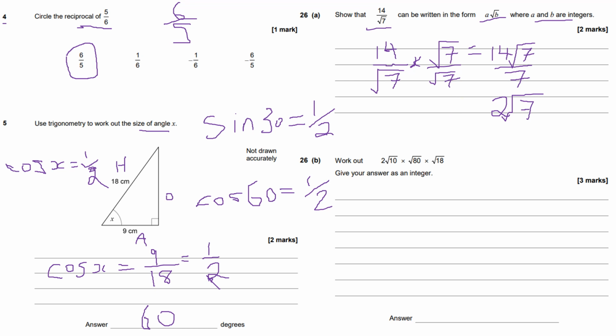Sorry guys about my handwriting today, I apologise. Question 26. Work out the value of 2 root 10 times root 80 times root 18. Give your answer as an integer.